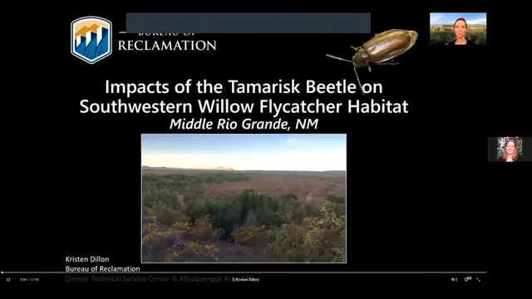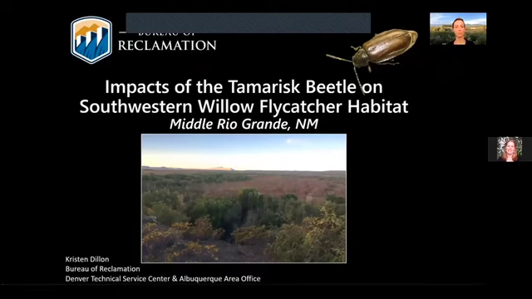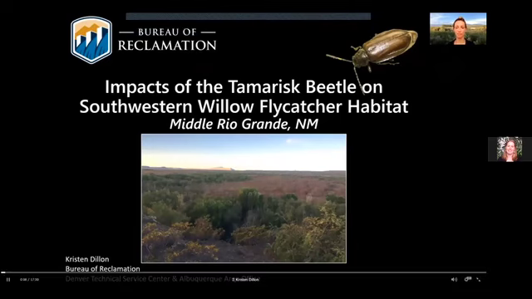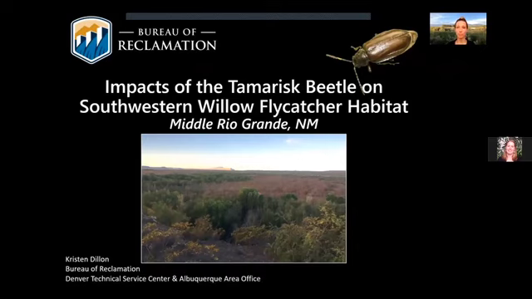One of the largest remaining southwestern willow flycatcher populations breeds along the Rio Grande in New Mexico. Back in 2015, we had seen the impacts of Diorhabda on flycatcher breeding habitat in other parts of the Southwest, and we were starting to hear reports of the beetle on the Rio Grande, but hadn't yet seen it in occupied flycatcher habitat. But we knew it was only a matter of time. So that year, 2015, we began a Diorhabda impact monitoring study in occupied flycatcher habitat on the Middle Rio.